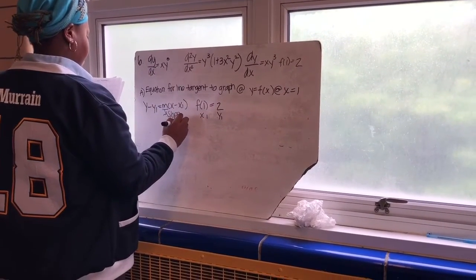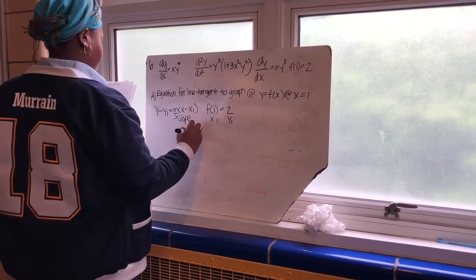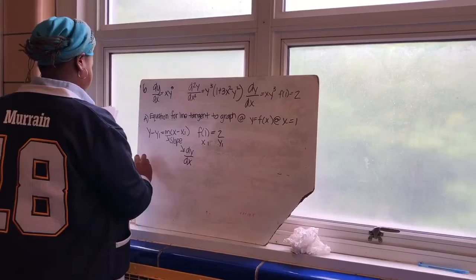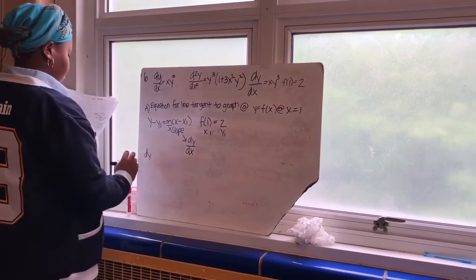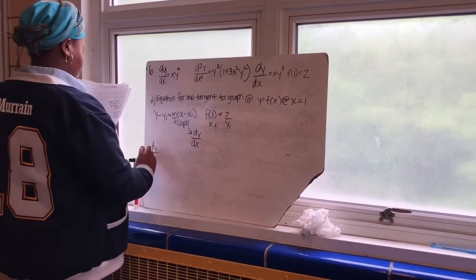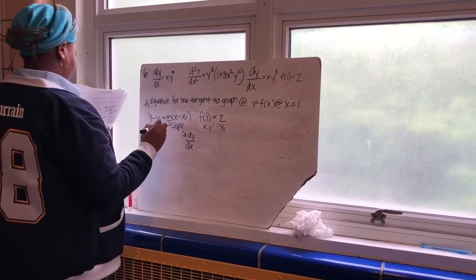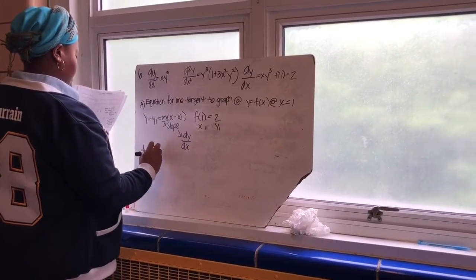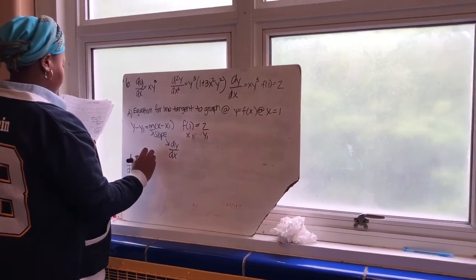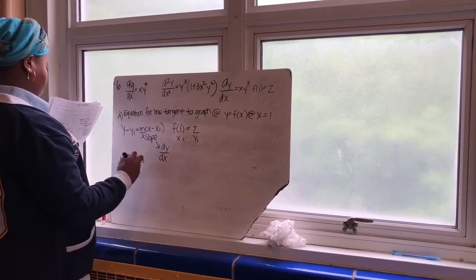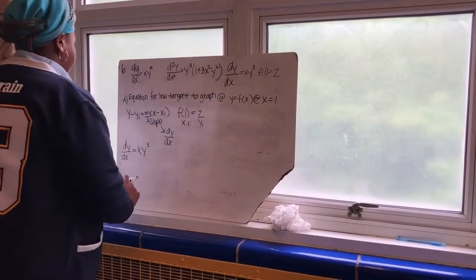But now we have y1 and x1, but we have to find m, which is the slope. Now, as we know in calculus, slope is another form of saying derivative. So we have to take the derivative of x y to the third.